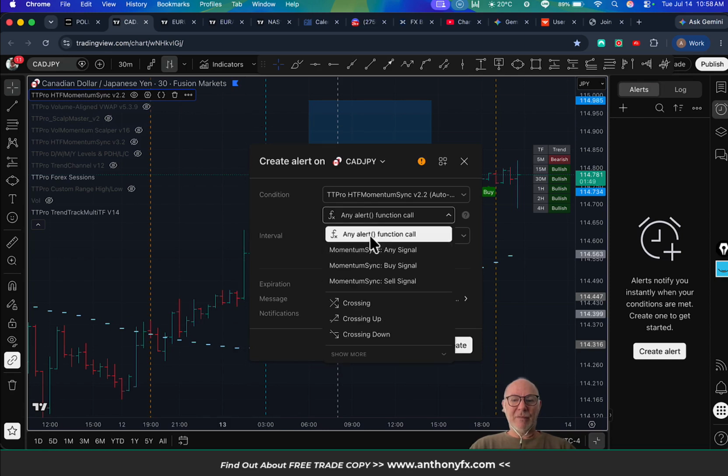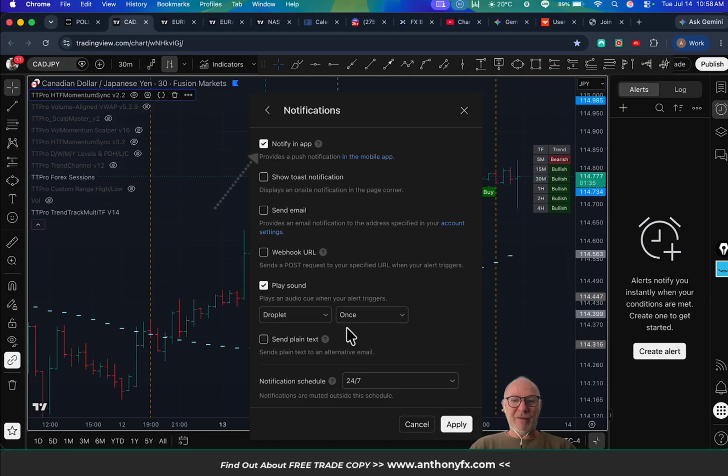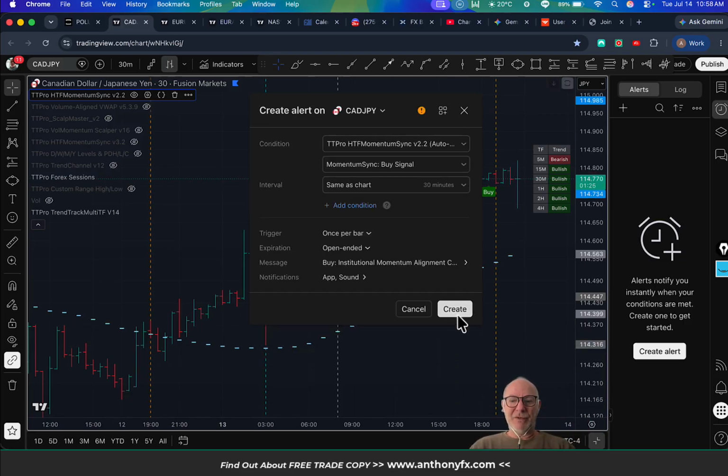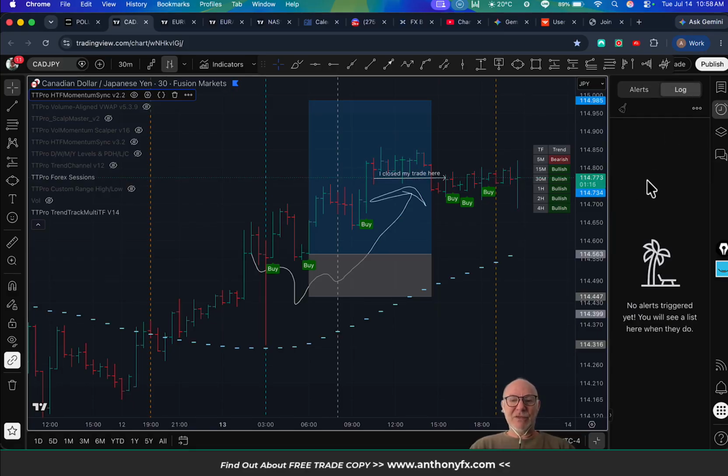Add alert. Okay, it's going to be a buy signal. I'm going to go once per bar. That'll repaint. Doesn't matter. Repainting's fine. Condition is being met. That's the main thing. Once per bar. Okay, now notifications here in the app. So that's what I like to see. Wherever I am, I'm going to throw that in there. I want that signal. I'll be able to open my phone, goes off on the log on the right up the top there, and just take the trade.